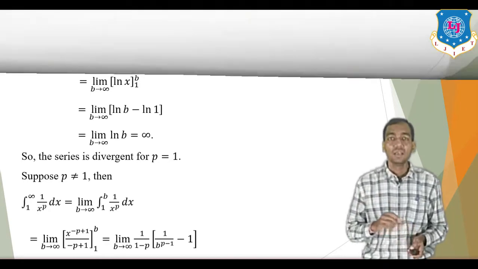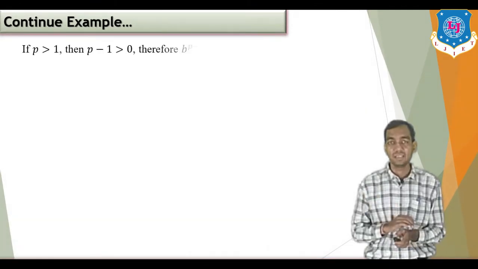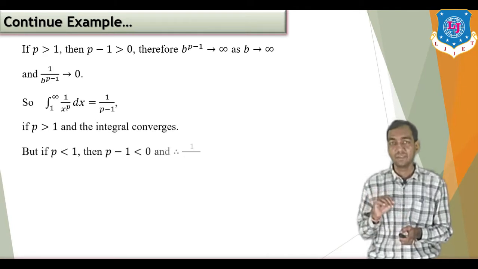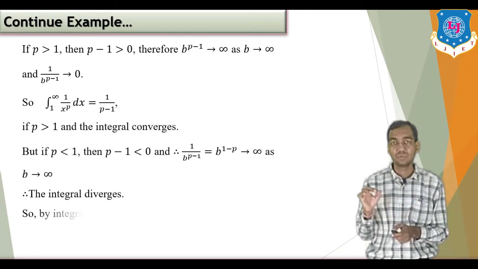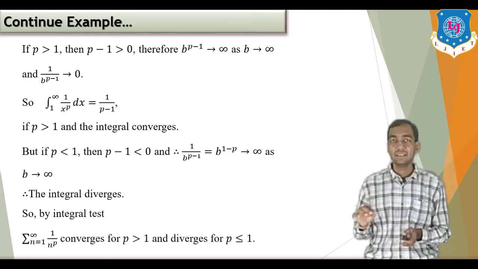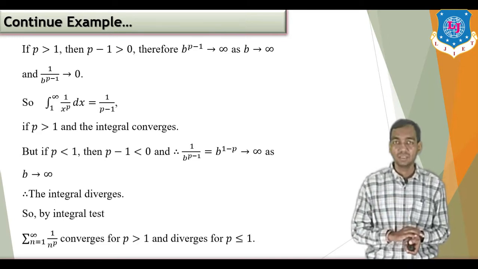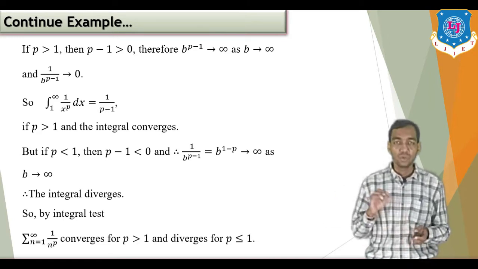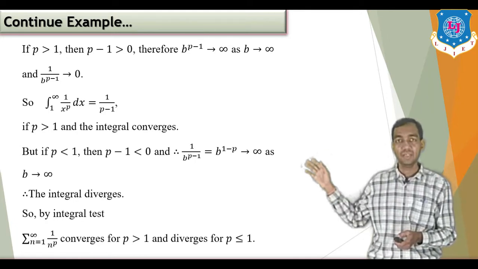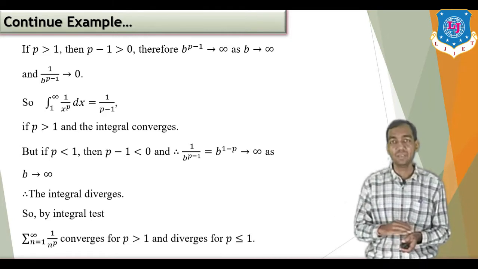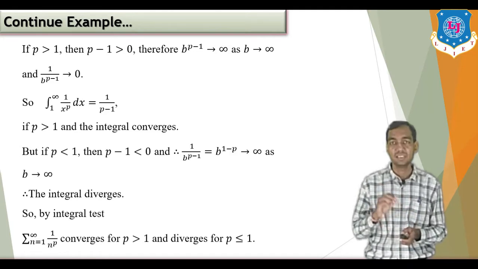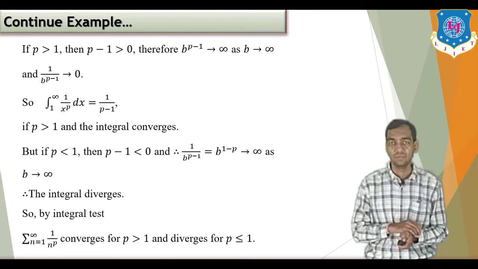Now here we go with the cases of p minus 1. Suppose the power p minus 1 is positive, that means p is greater than 1. Then b raised to p minus 1 tends to infinity because b is tending to infinity. In that case 1 upon b raised to p minus 1 has the value 0. So the integral from 1 to infinity of 1 upon x raised to p dx has a finite value, 1 upon p minus 1.